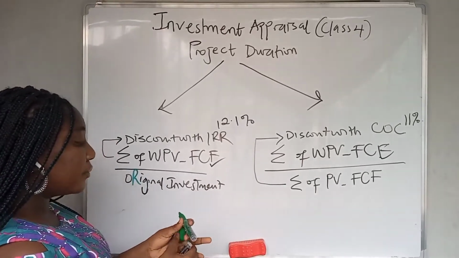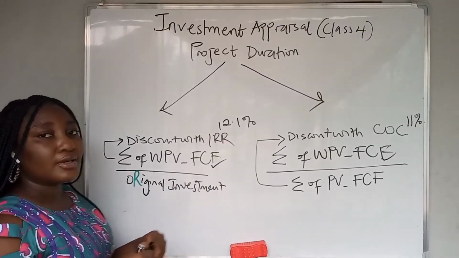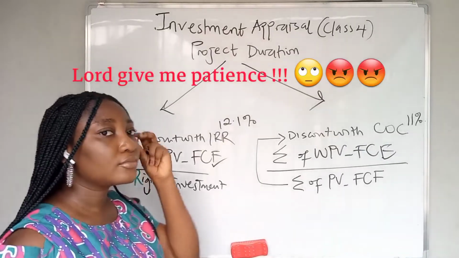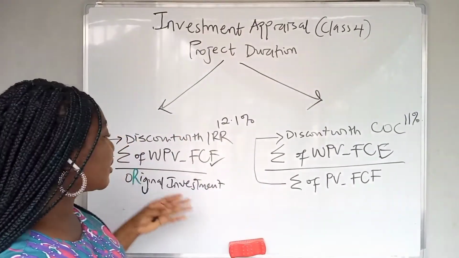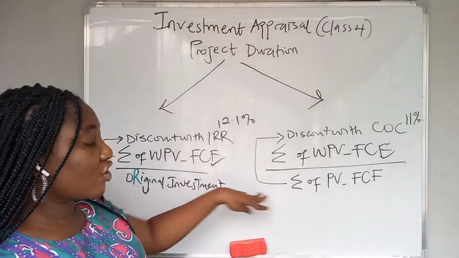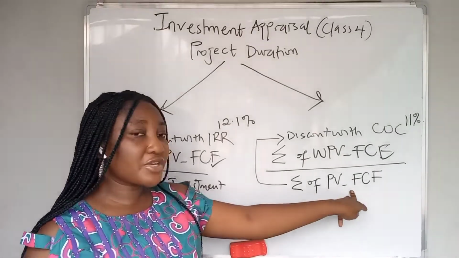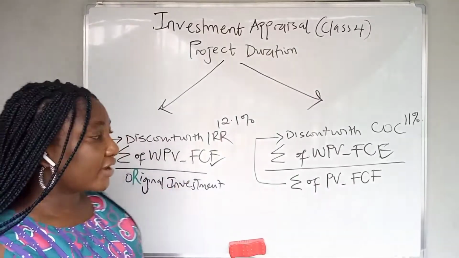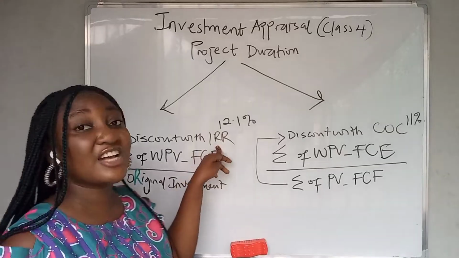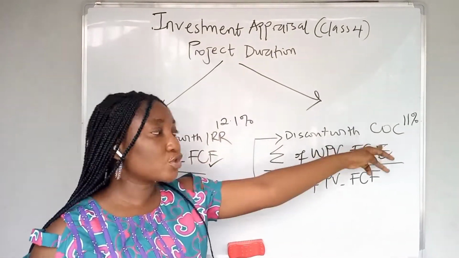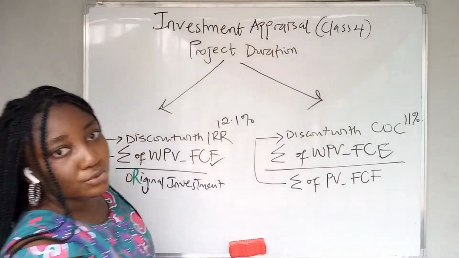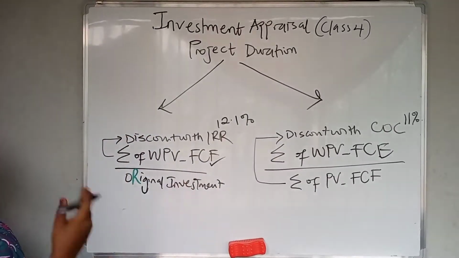It depends on the information given. So in this question, the information that they gave you: he has the original investment, and he also has the sum of present value of the future cash flows, right? In this example you also have your IRR. What if they didn't ask you to calculate IRR? What if they gave you only the cost of capital, and they asked you to get project duration? Then you know that this is the approach to use, okay? You will understand when we are solving it.